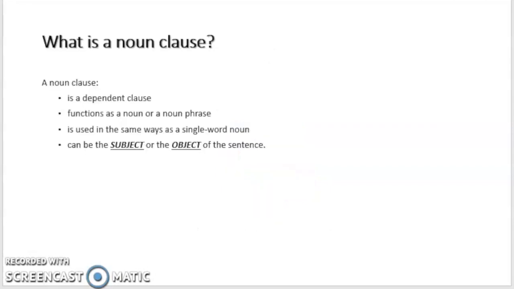What is a noun clause? A noun clause is a dependent clause which functions as a noun or a noun phrase. It is used in the same ways as a single word noun, and it can be the subject or the object of the sentence. Let's have a look at some examples.